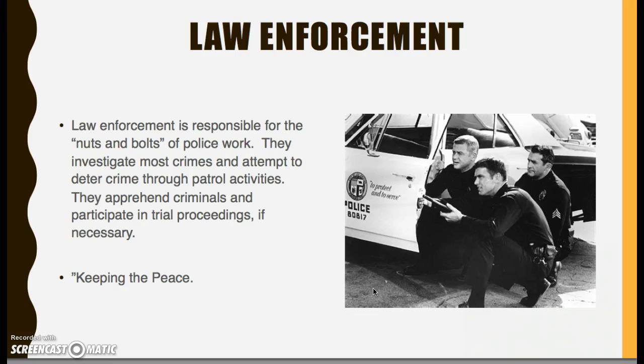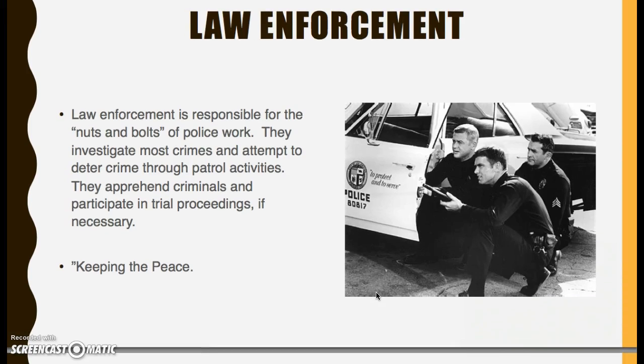Okay, so when we talk about law enforcement, we're going to try to keep it focused and narrow, and we're talking about local law enforcement, right? Those are the people that obviously drive around in marked police cars and respond to calls for service and so forth, okay? So local law enforcement is responsible for the nuts and bolts of police work. They investigate most crimes and attempt to deter crime through patrol activities. They apprehend criminals and participate in trial proceedings if necessary. Their key role in society is basically that of keeping the peace, all right?